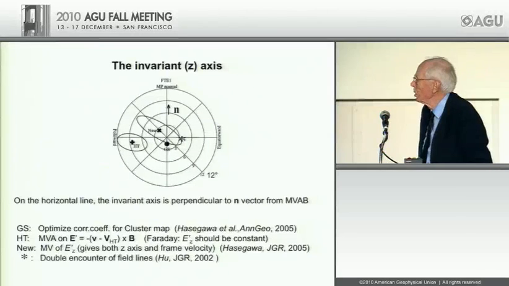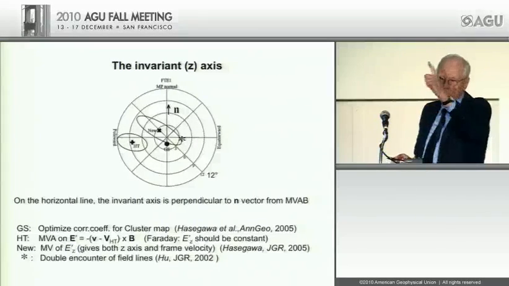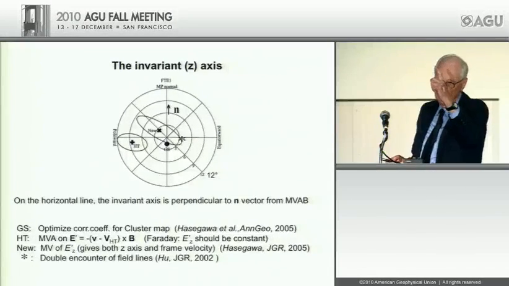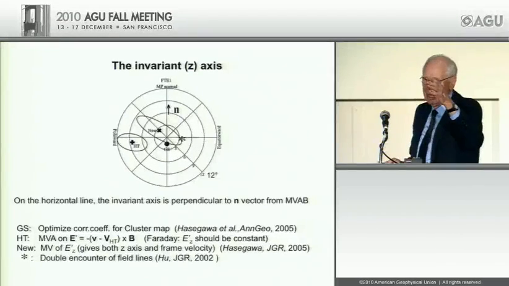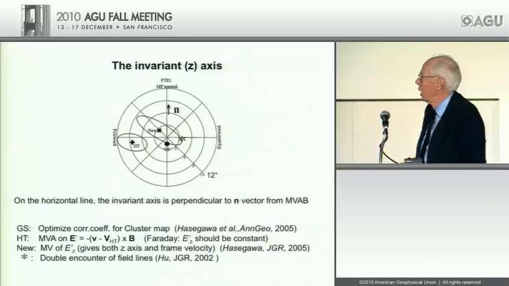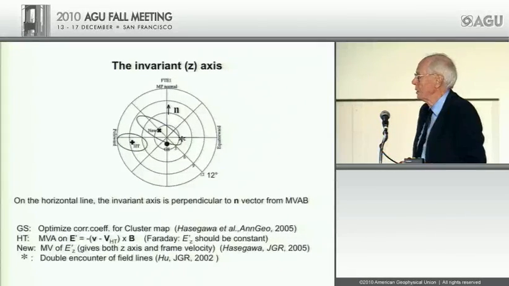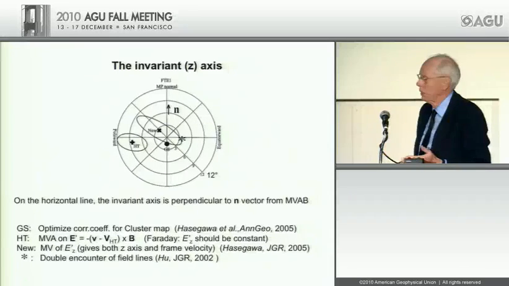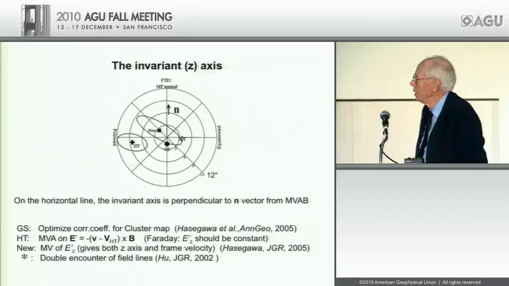So we now go on and look at the individual methods. What Hiroshi Hasegawa did here was to try different directions, do reconstructions, get those correlation coefficients from 2 slides ago, and try to maximize them. And the result is this point here called GS. That's a multi-spacecraft technique.